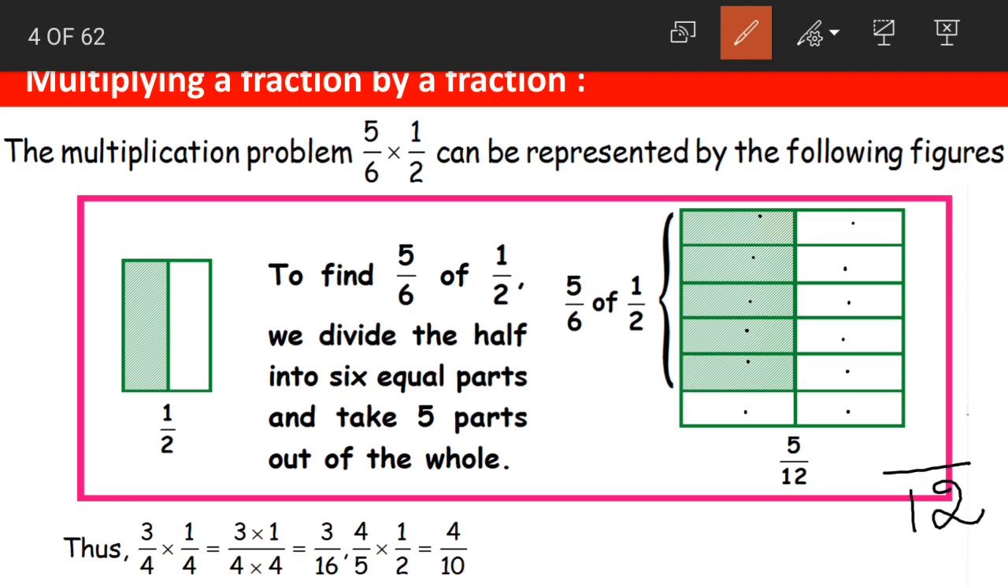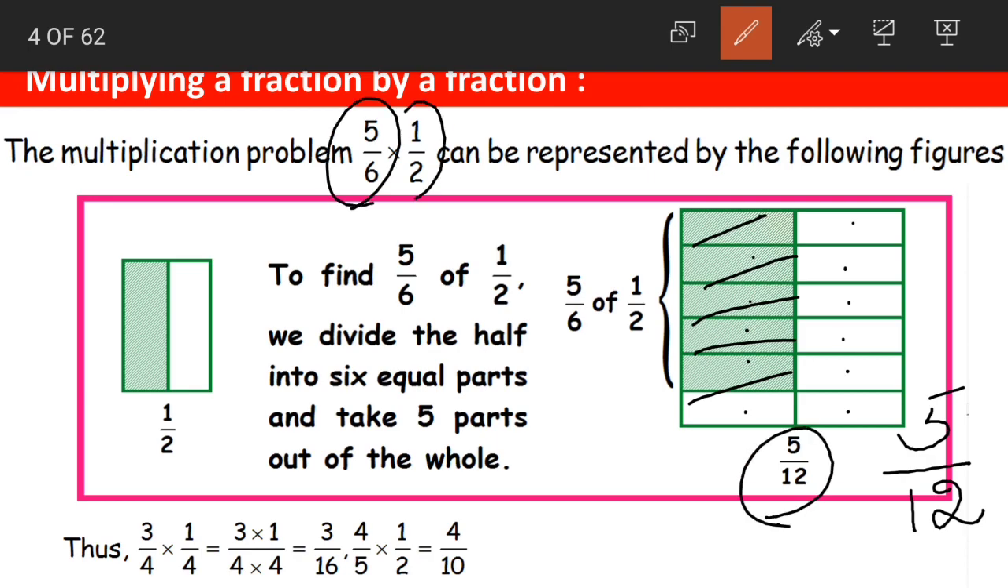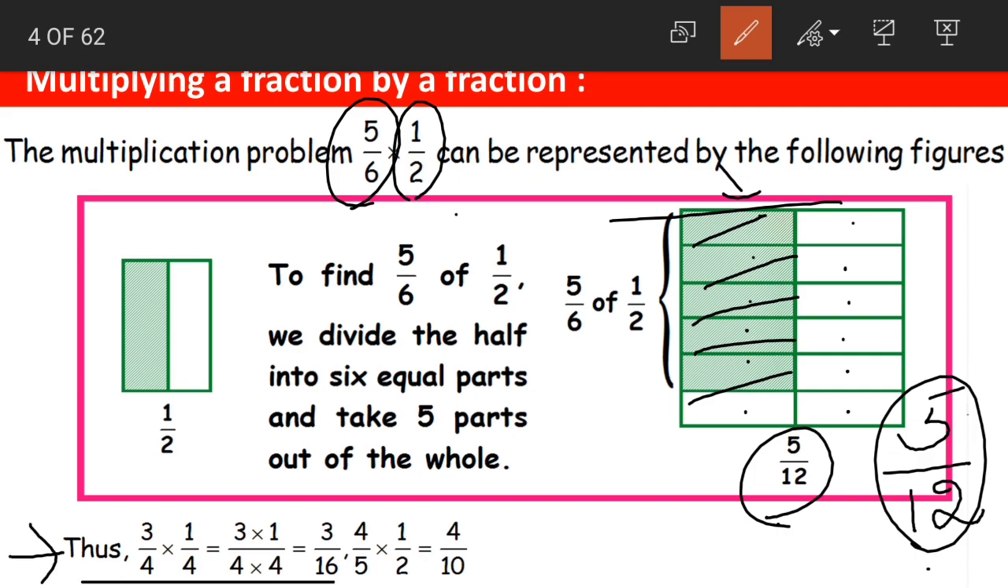And how many parts are shaded? 1, 2, 3, 4, 5. The numerator becomes 5. Clear, students? So the multiplication of 5 by 6 and 1 by 2 gives us 5 by 12 as our answer. This is just a pictorial representation. It's okay even if you don't understand this way, we can go for multiplying.